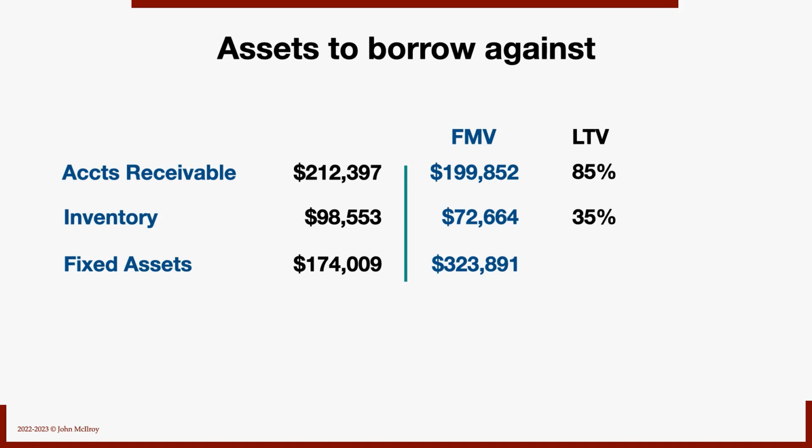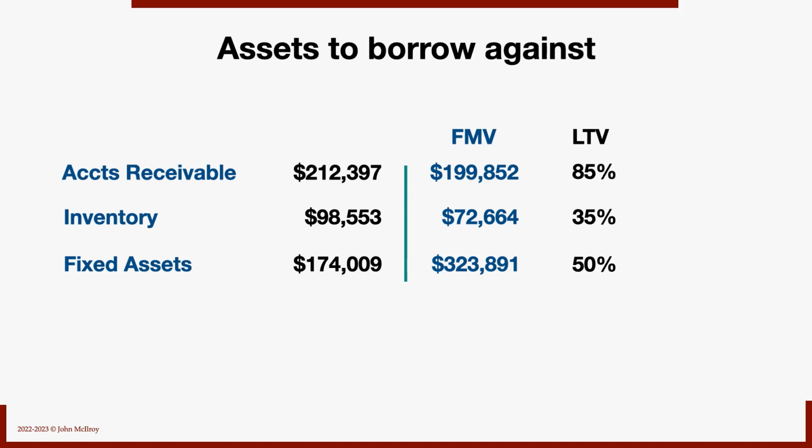Inventory typically tends to be a lot lower, and there are different categories of inventory that have different loan to value ratios. I don't want to get into that level of detail here. Let's say in this case, it's about 35% of the value of the inventory that we can borrow against. In terms of fixed assets, depending upon the category of the fixed asset, the loan to value ratio will change. Let's use a median value of 50%.